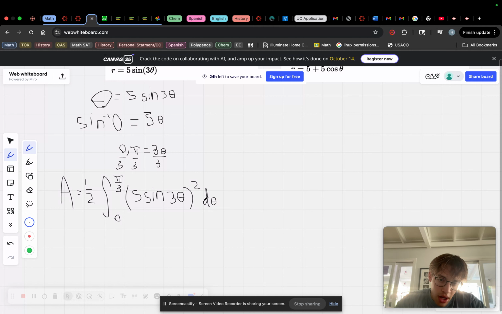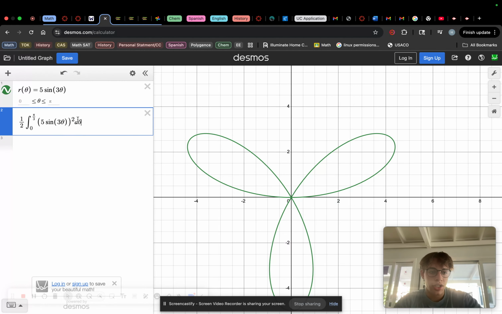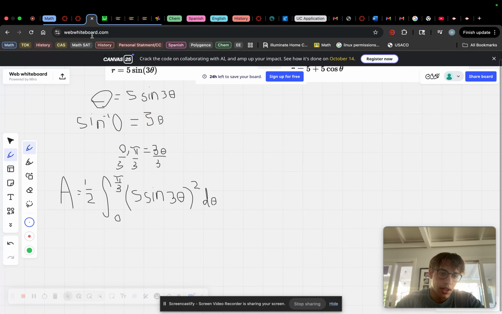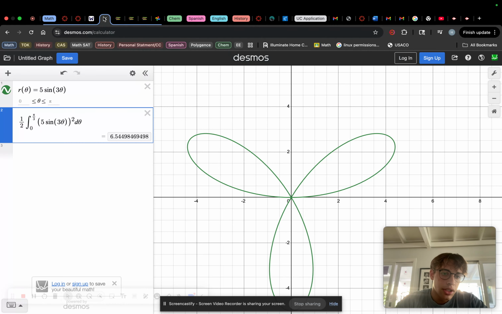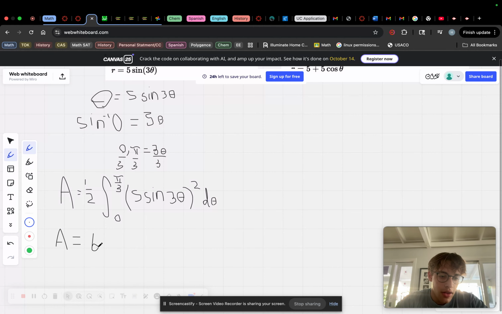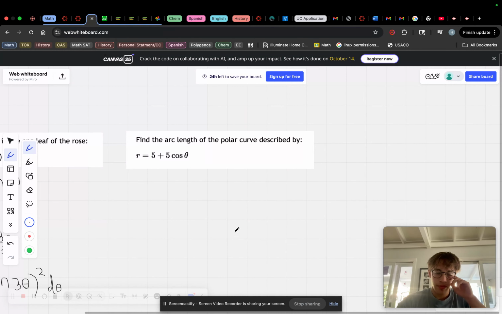So now we can plug this integral into Desmos, which we do right here, and we get our answer. So area equals 6.54 units squared for one petal. All right, now for question 9.